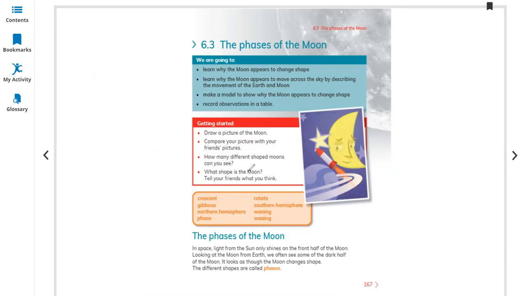So there are some vocabulary words: phase, northern hemisphere, waxing, waning, southern hemisphere, rotate, orbit, and crescent. And the phases of the moon.